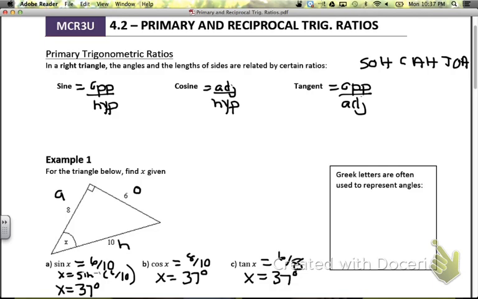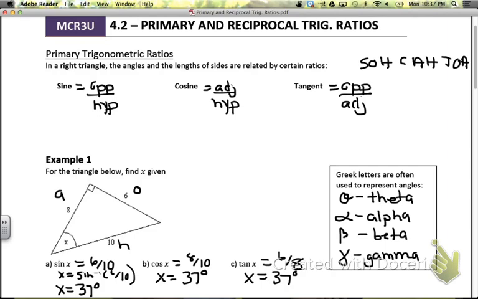So, looking at also talking about trig, we often will use Greek letters. So just to review a couple of Greek letters, we have what we call theta. We also work with alpha. We also work with beta. And we also work with gamma, just to name a few of the Greek letters. What we'll often use in most cases is theta.